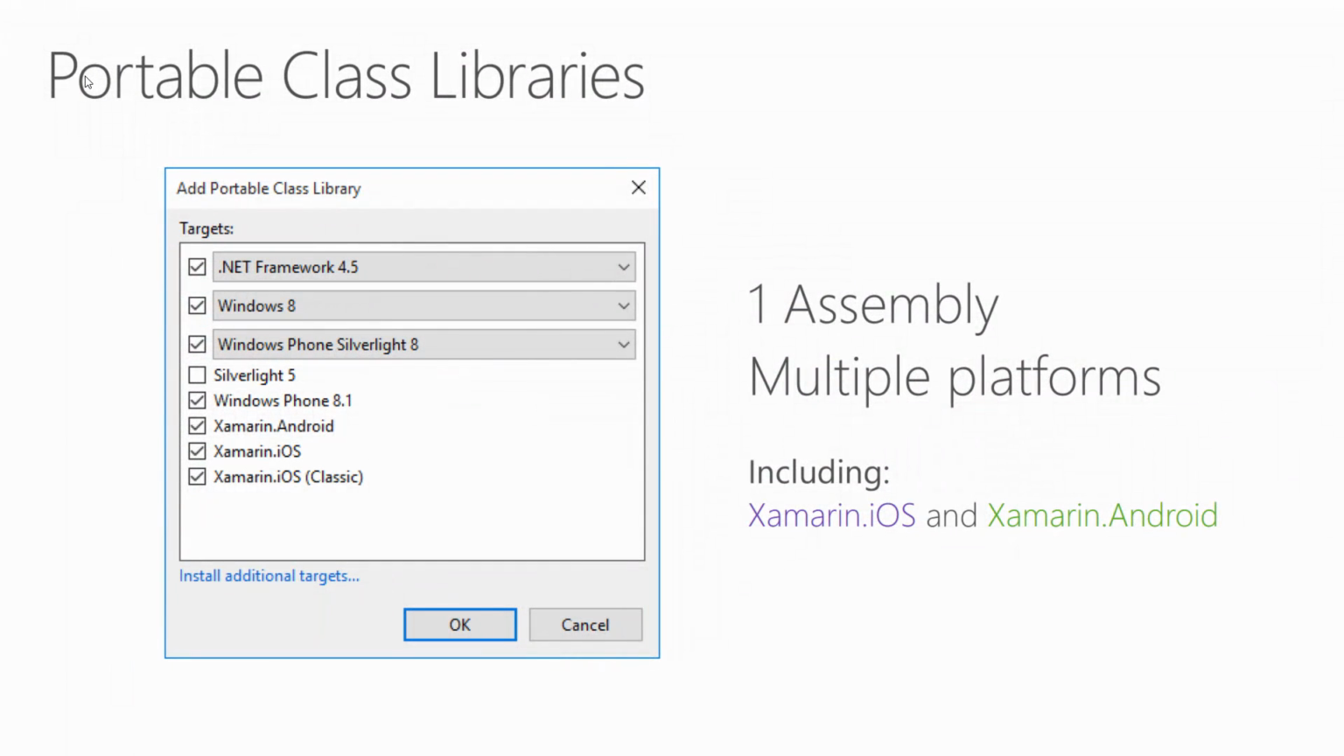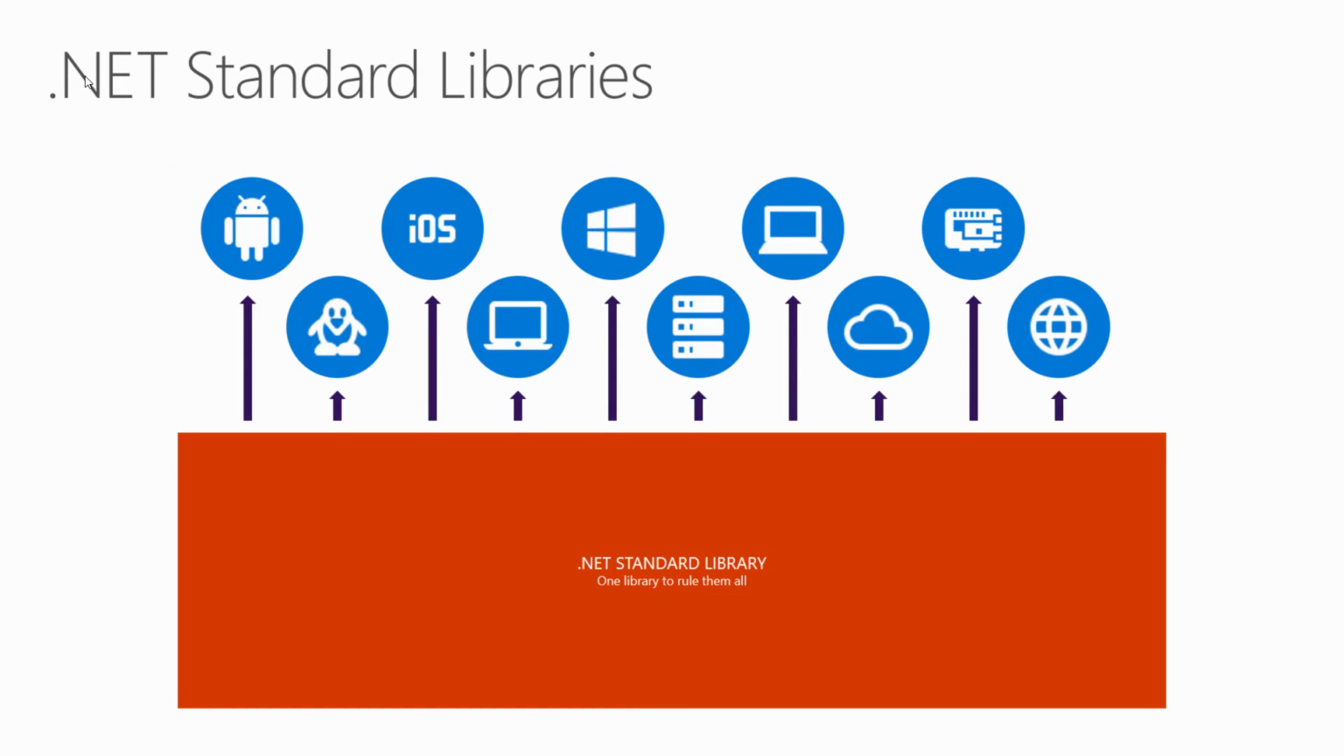Now, I want to talk a little bit more about sharing code. Today in this demo, I used portable class libraries, which essentially are a cross-section of the available APIs on each of the platforms, including Xamarin iOS, Android, and Mac as well. So it gives you one assembly to target multiple platforms. The next evolution of that is .NET Standard libraries. They're kind of available today, and they're going into 2.0, getting ready.